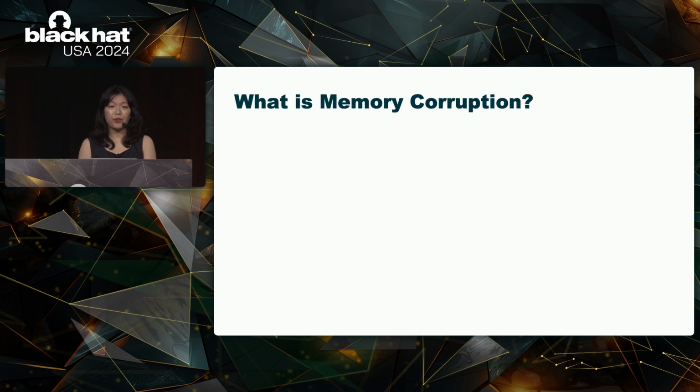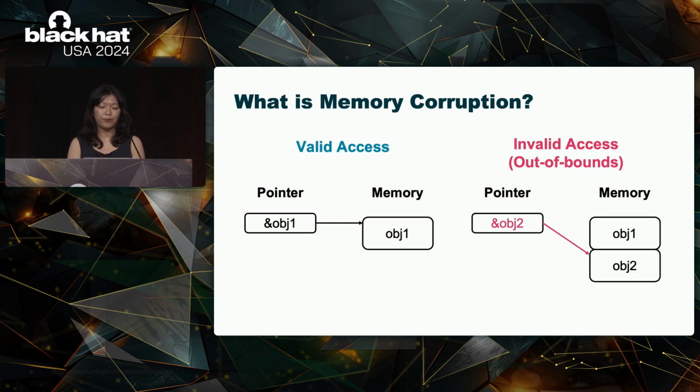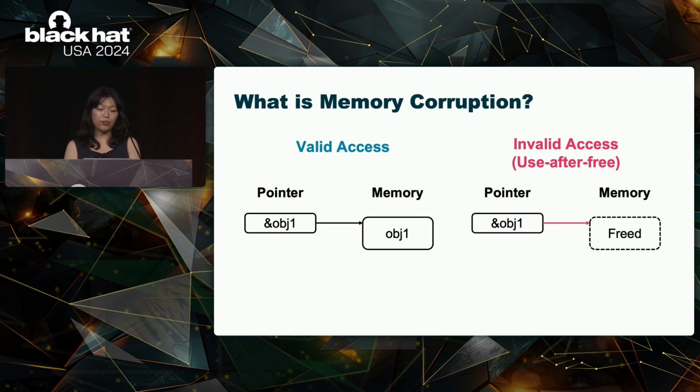So what is memory corruption? Normally, a program accesses memory objects through pointers. And if the pointer points to the object that it is intended to point to, the memory access is valid. However, if the pointer points to an out-of-bounds memory region, the access is invalid. Or if the object is freed and the pointer is dereferenced after that, the access is also invalid.